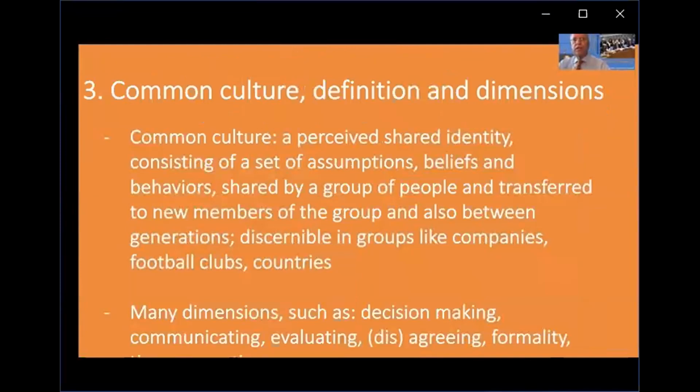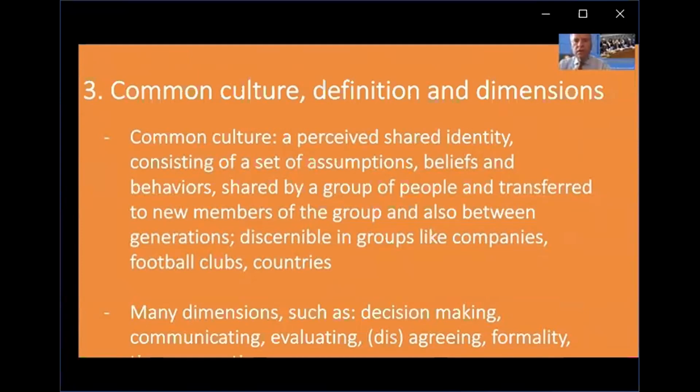A common culture, I would say, is a perceived shared identity consisting of a set of assumptions, beliefs, and behaviors shared by a group of people and transferred to new members of the group and also between generations. And you see a common culture, for instance, in companies and organizations, in football clubs, and in this context, certainly in countries. It has many dimensions: the way people make decisions, how they communicate, how they evaluate, how they agree or how they disagree, the measure of formality, and the other dimensions I just mentioned from the three scientists I mentioned.